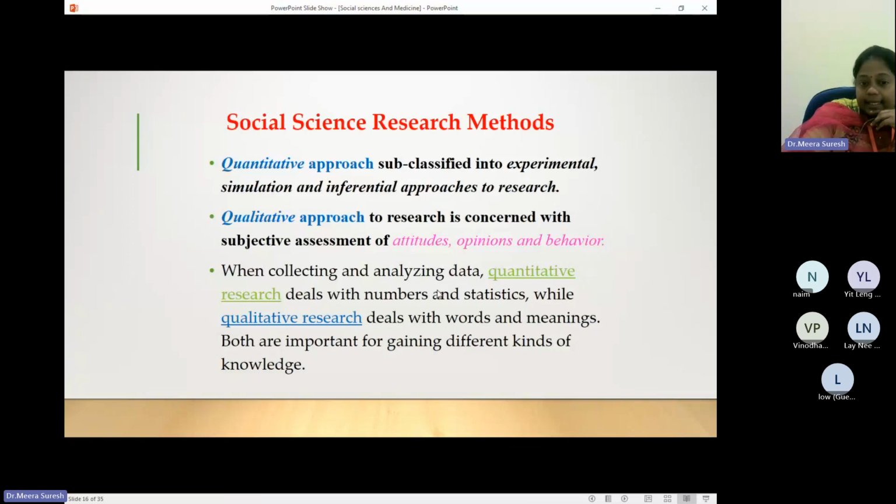So when collecting and analyzing the data, quantitative research deals with numbers and statistics, while qualitative research deals with words and meanings. Both are important for gaining different kinds of knowledge. It depends upon our research, what we are trying to find out, which will say what type of research is important. We can never say that quantitative is more important or qualitative is more important. Both are important. It depends upon what we are learning.